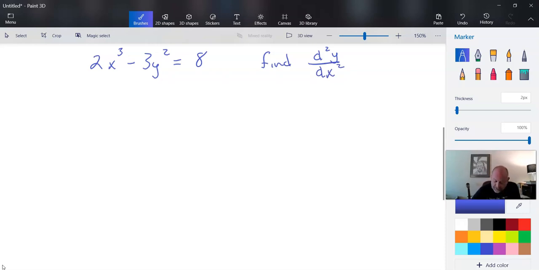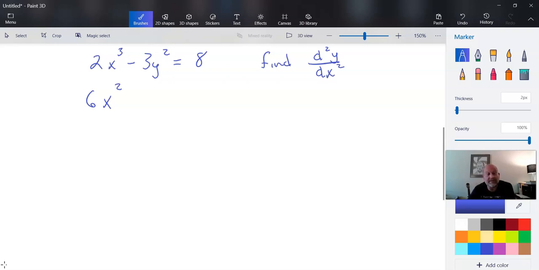So we need to find the first derivative first. We need dy/dx first. So let's start there. We'll have to use implicit differentiation here, because y isn't an explicit function of x. So if I take the derivative of the first term, there's no y's in there. So I can take this and say this is 6x squared just using the power rule.